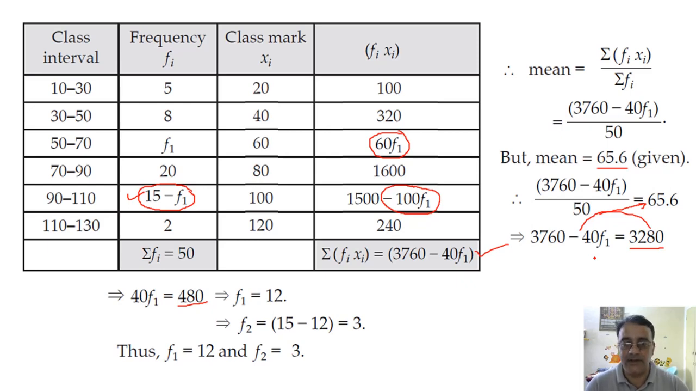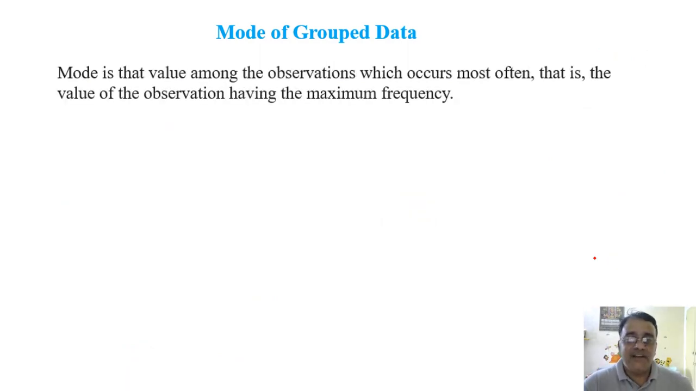No, sir. Okay. Now we are going to start mode of grouped data. So mode is that value among the observations which occurs most often. That is the value of the observation having the maximum frequency. जो सबसे ज़्यादा बार repeat होता है. That is the mode. Okay.